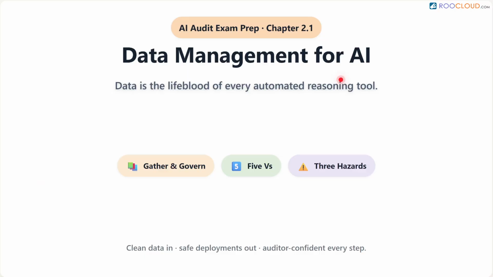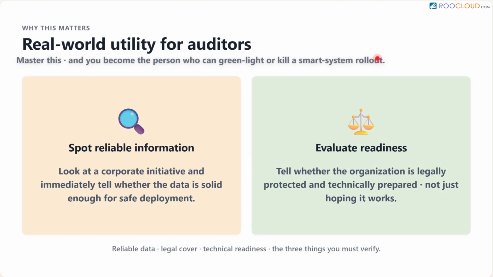In this session, we are covering data management tailored for artificial intelligence. Understanding this is crucial because data is the lifeblood of any automated reasoning tool. Let us talk about real-world utility.